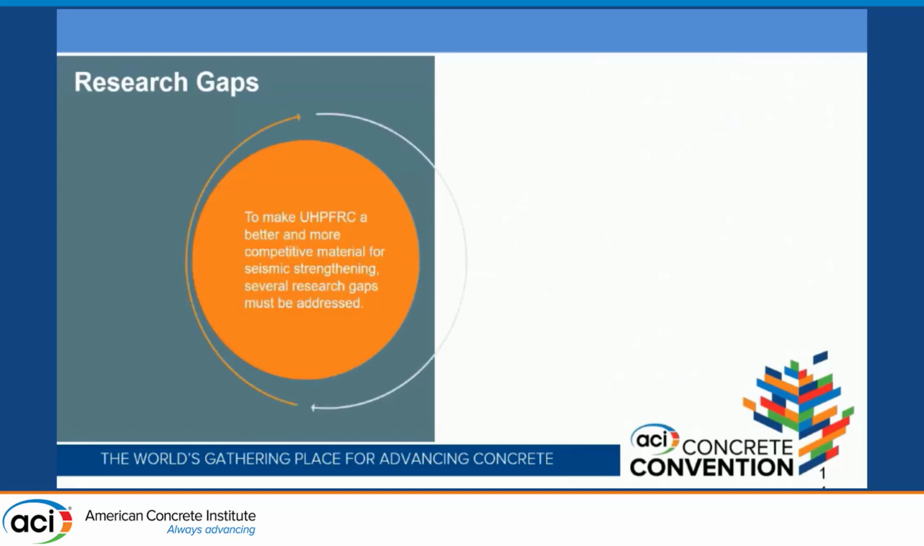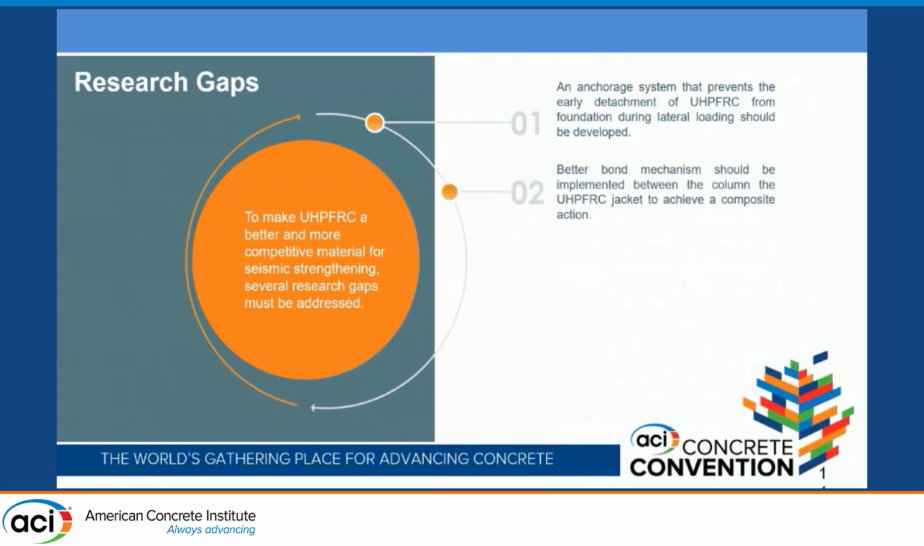So this introduces the research gaps that have to be addressed in the future to make UHP FRC a competitive material for seismic upgrading of RC columns. Starting with number 1, we should implement an efficient anchorage system that can prevent the detachment of the UHP FRC from the foundation at early loading. The second point, there should be a better bond developed between the column and the UHP FRC jacket to achieve composite action and to prevent slippage from happening.